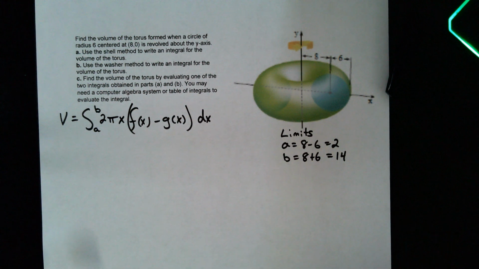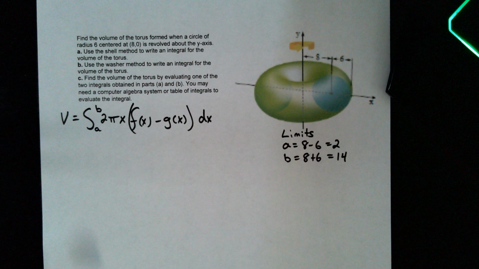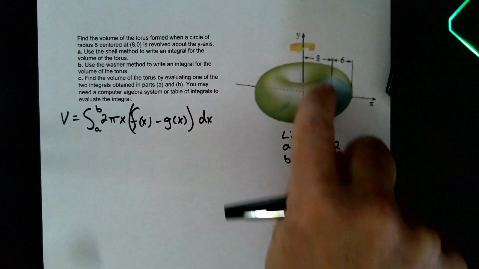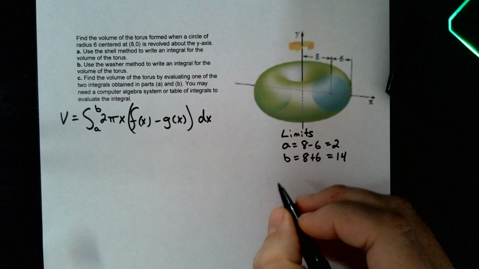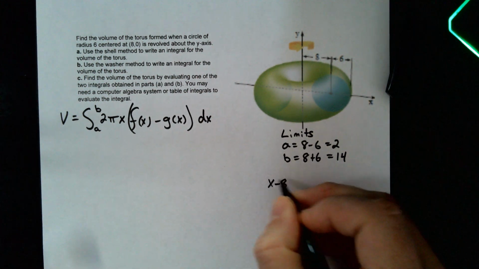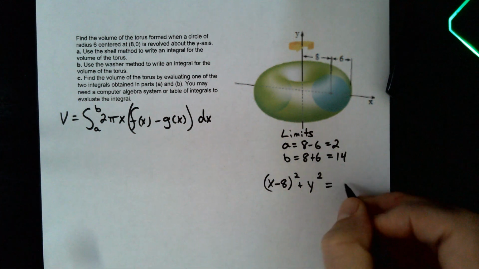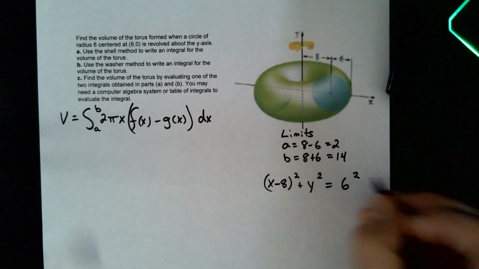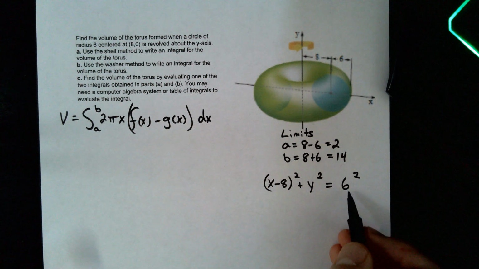Now for the function itself, what functions do we put in here? Well, we have to create that ourselves. This is a circle centered at (8, 0), so that would look like this: (x minus 8) squared plus y squared equals the radius squared, which is 6 squared. This shows the shift to the right. Yes, it's supposed to be minus, it's opposite on the inside. And this is the radius.